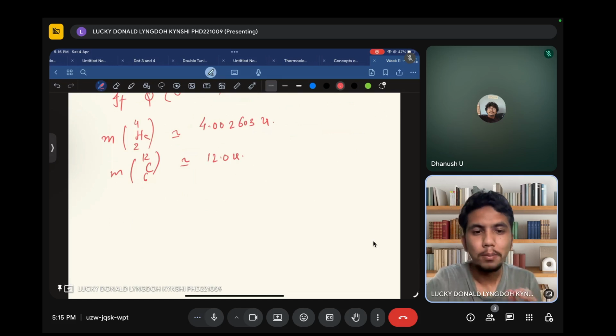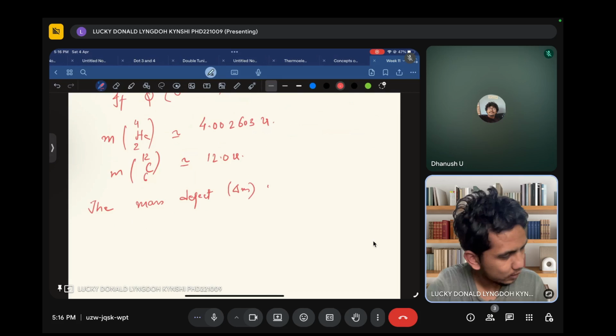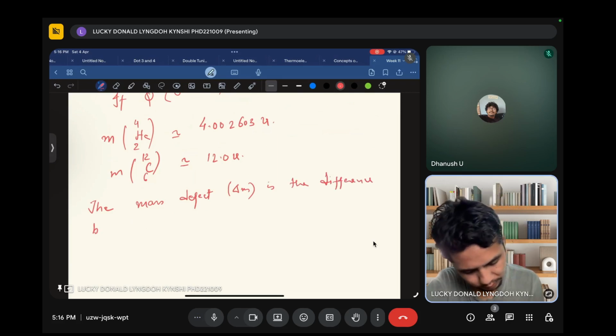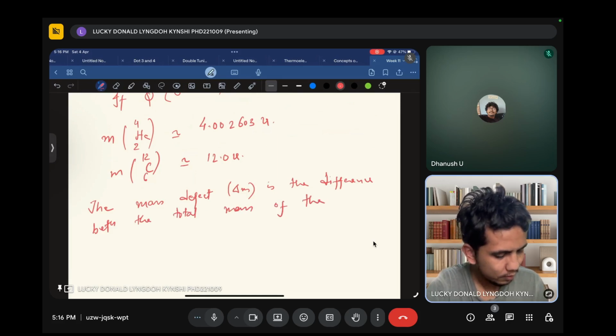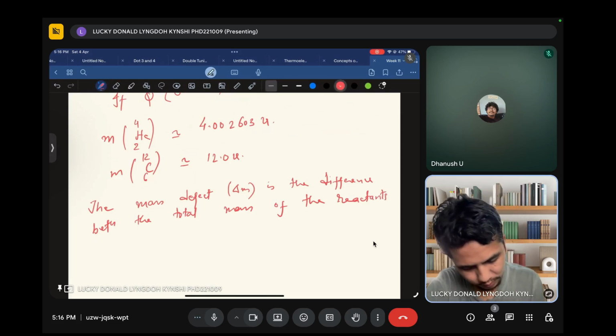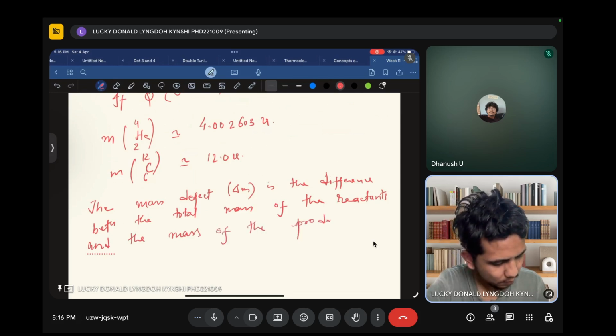You can calculate what is the mass defect. Because if you want to calculate energy, first you need to know what is the mass defect. So the mass defect, you can also write as delta M, is the difference between the total mass of the reactants and the mass of the products.